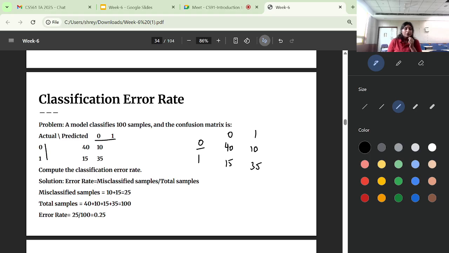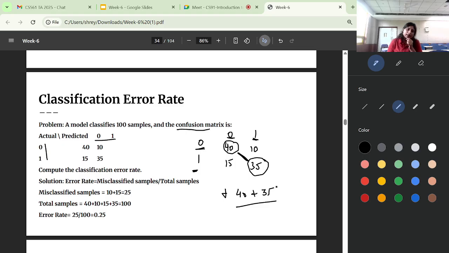if your true label is 0 and your predicted label is 0, there are 40 samples. If your true label is 1 and your predicted label is 1, there are 35 samples. So these many samples are correctly classified. So the total number of correctly classified samples will be 40 plus 35. The remaining samples are incorrectly classified. So this is represented in a matrix which is called a confusion matrix.